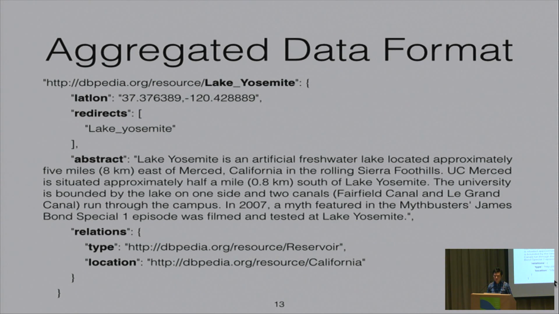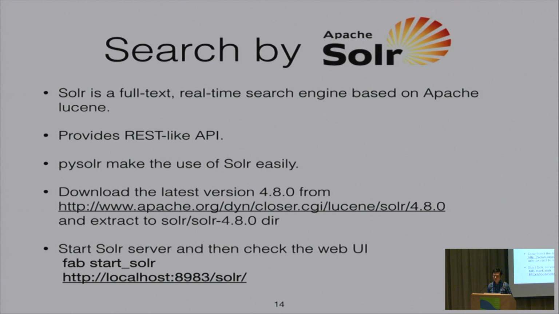Then we would like to provide some search features for this knowledge base, and we are going to use Solr as our search engine. Solr is a full-text and real-time search engine based on Apache Lucene. Solr is very easy to use. It provides a REST-like API, and in Python, there is a package called PySolr. We can use it to easily access Solr.